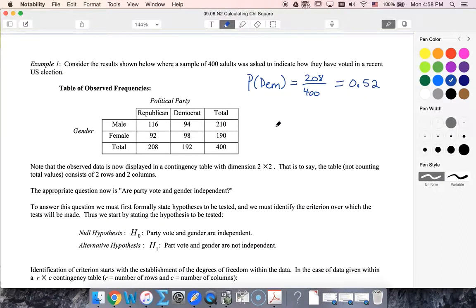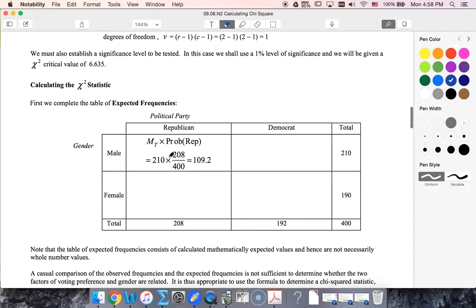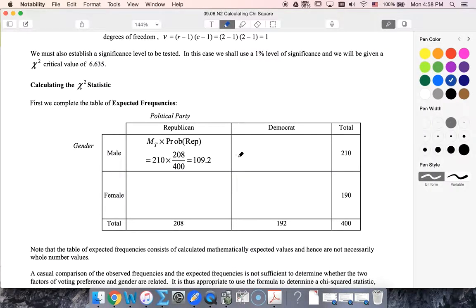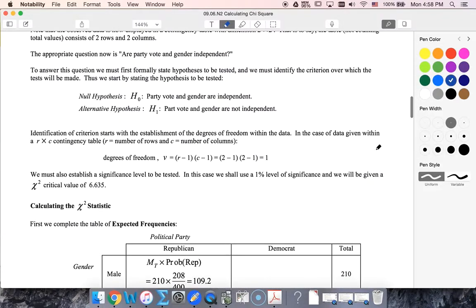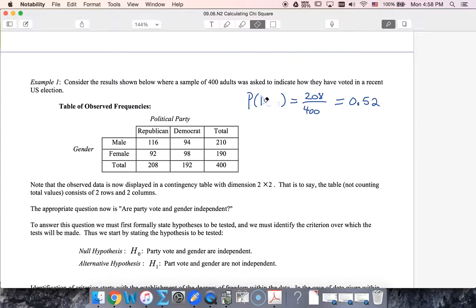So the number of males that we expect to vote Democrat, I'm going to come down here. Of our 210, we expect 52% of them, so just over half, to vote Republican. So 210 times my 0.52. If I work that out, I get 109.2. Now, did I say Democrat up here? Sorry, that should have been probability of voting Republican, not Democrat.